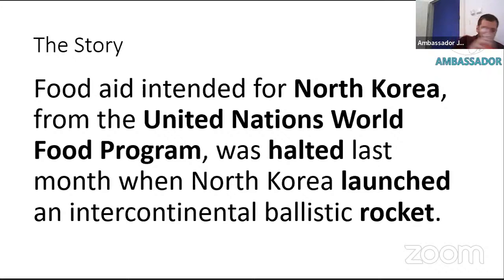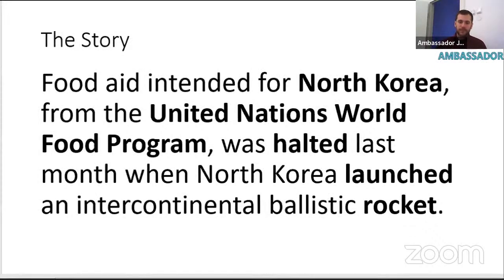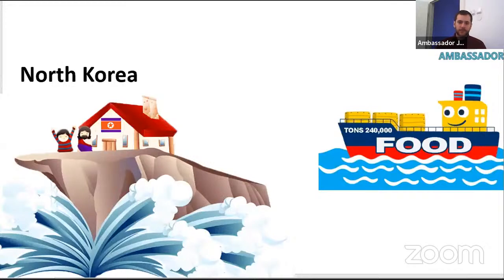So when we do this for the students, there are some words, depending on the English level, some of them aren't sure what an intercontinental ballistic missile is. So we added some pictures. So one here we can see, here's North Korea. Here's a boat of food.